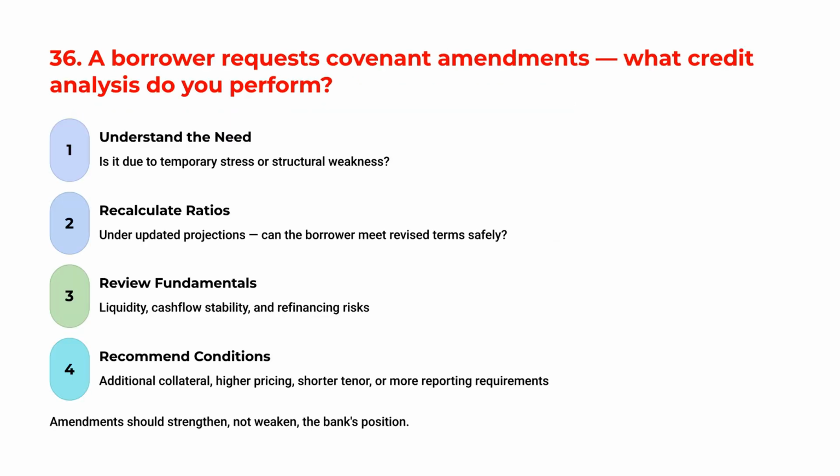A borrower requests covenant amendments. What credit analysis do you perform? First, understand why the amendment is needed. Is it due to temporary stress or structural weakness? Recalculate covenant ratios under updated projections. Assess whether the borrower can meet revised terms safely. Review liquidity, cash flow stability, and refinancing risks. Recommend conditions, additional collateral, higher pricing, shorter tenor, or more reporting requirements. Amendments should strengthen, not weaken, the bank's position.